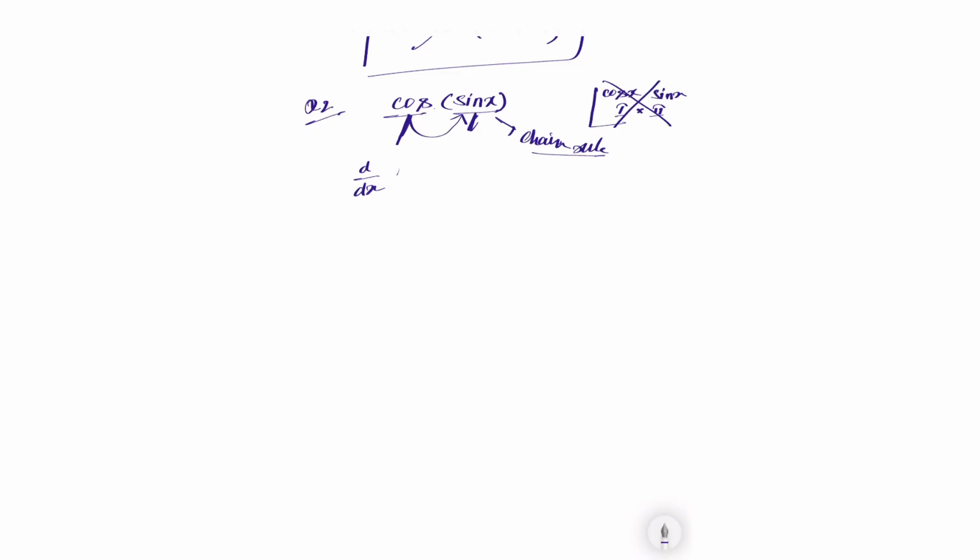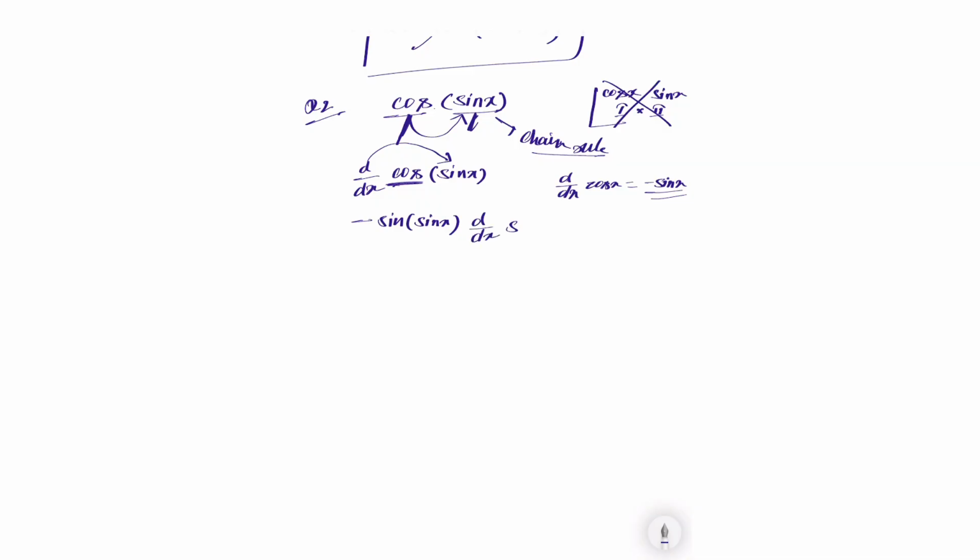So d/dx of cos(sin x). Now apply the differentiation on the first gate. d/dx of cos x is equal to, yes, minus sin x, right? So it will become minus sin(x). Now apply the differentiation over the second gate.